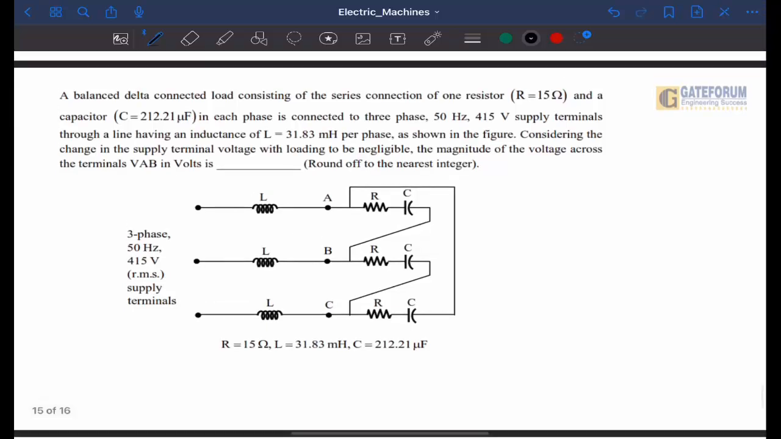Okay, so I will start solving this problem. A balanced delta connected load consisting of a series connection of one resistor, ठीक है, 15 ohm and a capacitor, this much, in each phase is connected to a 3-phase 50 hertz 415 volt supply terminal through a line having inductance.